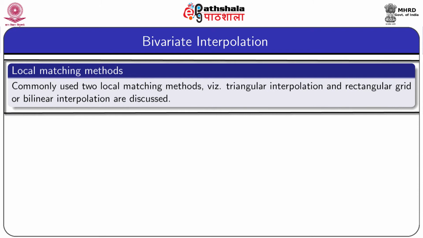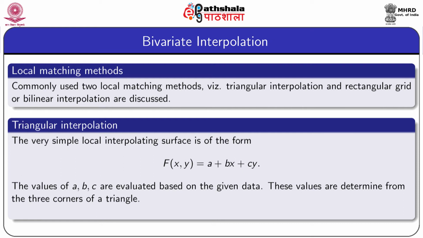Again, the matching methods are of two types. One is called the local matching method and the other is called the global matching method. The local matching methods are of different kinds. One is the triangular interpolation method, the other is the rectangular grid or bilinear interpolation method, which are commonly used as local matching methods. First, we discuss the triangular interpolation method.